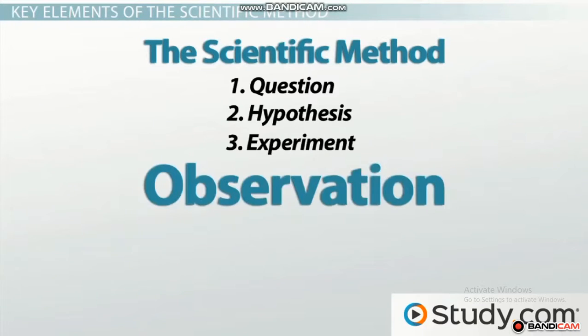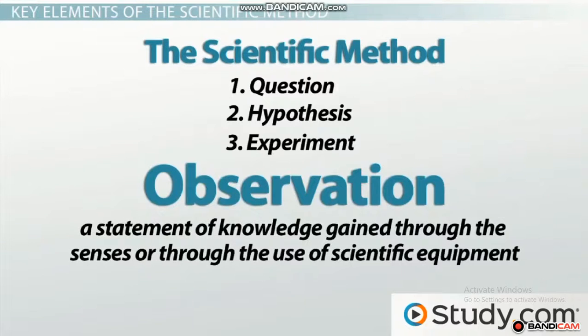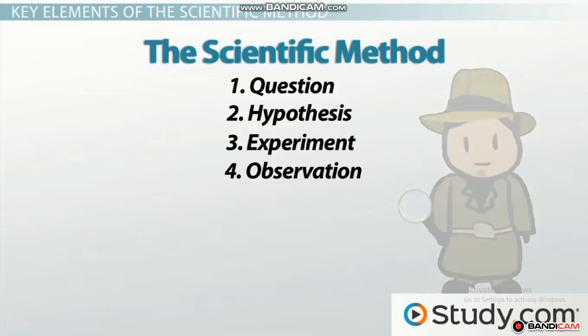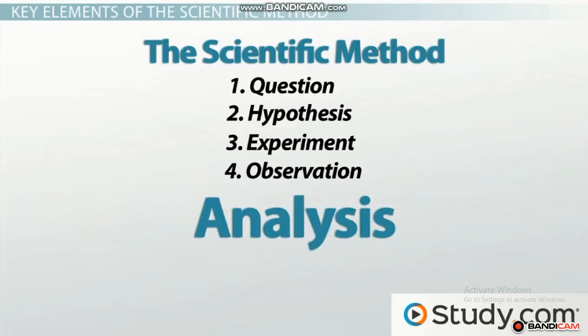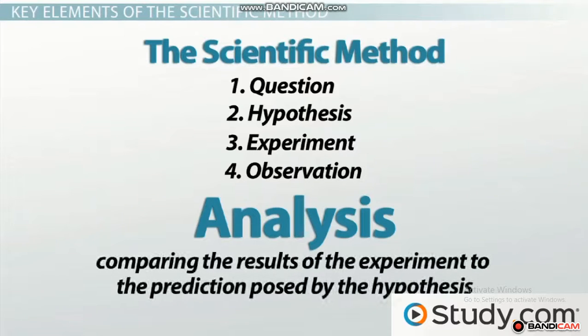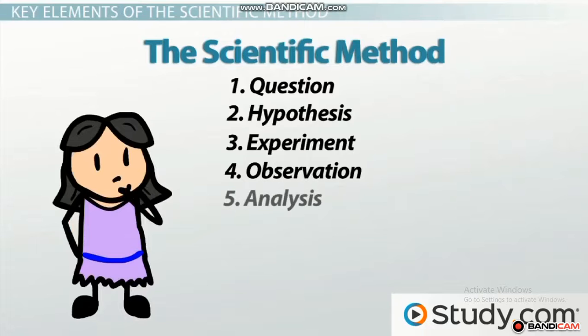An observation is a statement of knowledge gained through the senses or through the use of scientific equipment. Observations are crucial for collecting data. Once the results are in, the scientist must begin his analysis. Data analysis involves comparing the results of the experiment to the prediction posed by the hypothesis. Based on the observations he made, the scientist has to determine whether his hypothesis was correct.